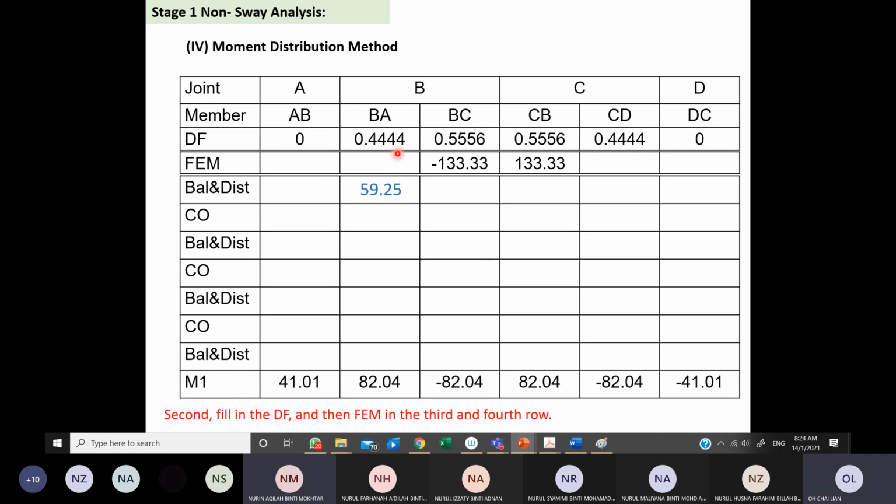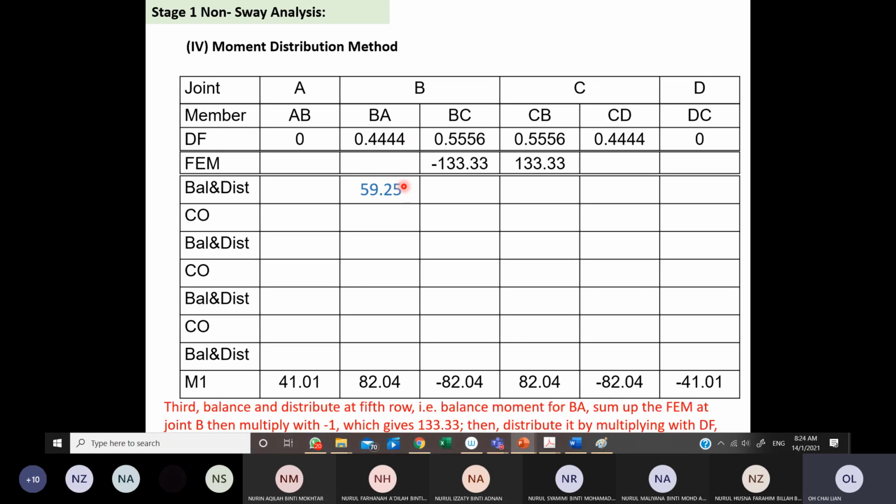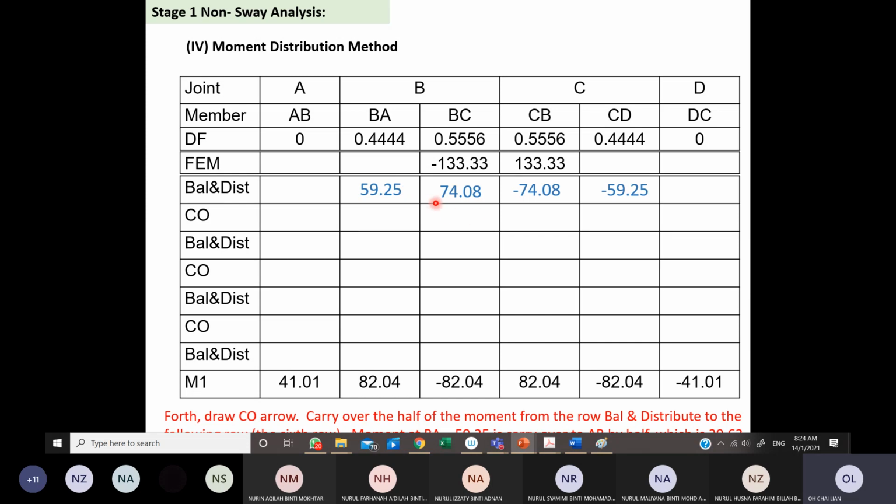Thank you very much. Okay, so Nurin is telling that you need to put in the summation of all the moments at the joint B, which is negative 133.33 plus 0, and then multiply with negative 1, which we balance it, and we distribute by multiplying with the DF. Then we get this value. So I suppose the remaining values, please try later after the session.